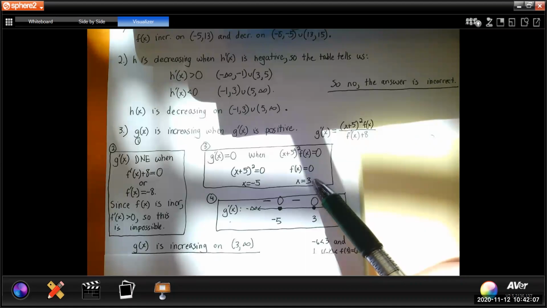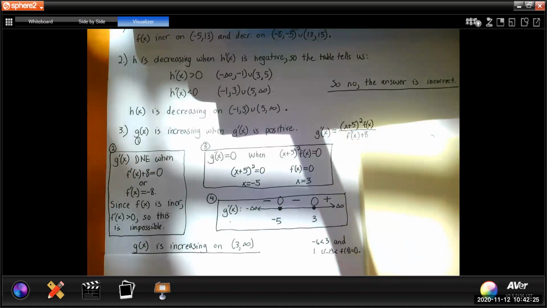So we're told in the text that f of x has an x-intercept at x equals 3. Because f of x has an x-intercept at x equals 3, f of 3 is 0.